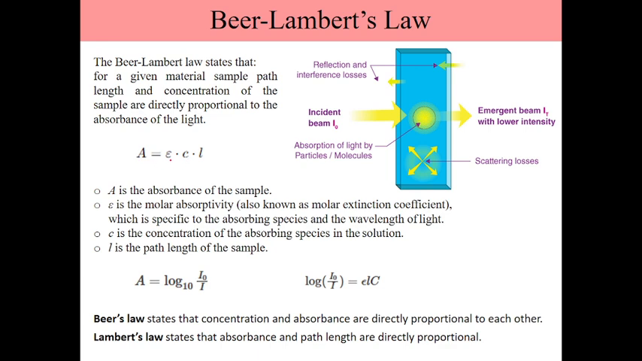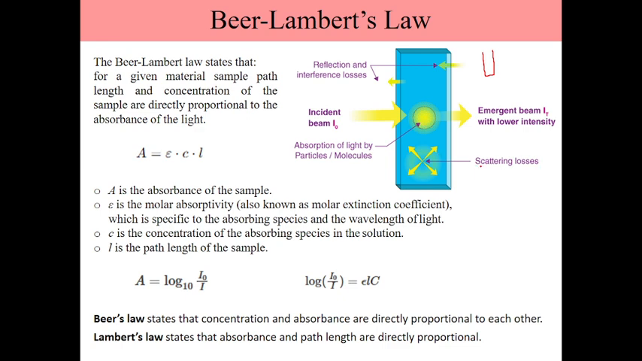Lambert said that absorbance and path length are related, considering this as a cuvette. A cuvette is nothing but a rectangular box. Okay, so this is a cuvette. In this cuvette there is a solution with a solute, let's say a protein, and then you apply some light to it. Actually, some of the light is scattered by the protein.